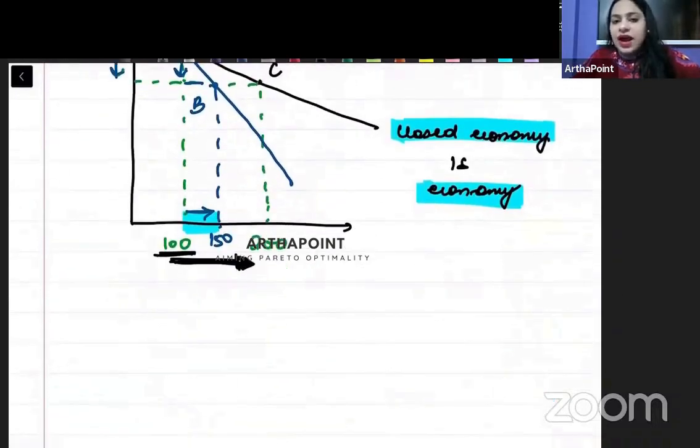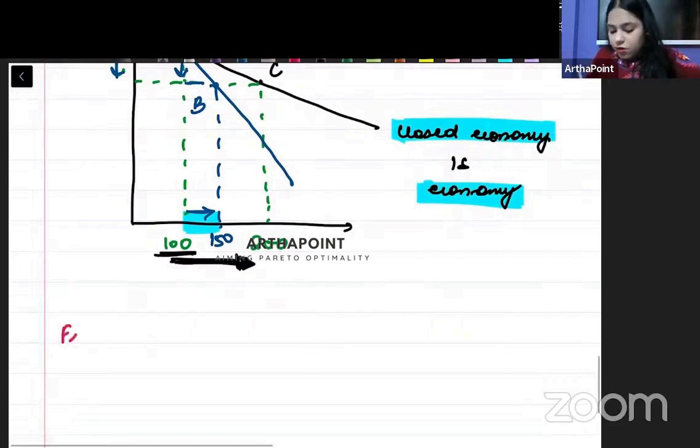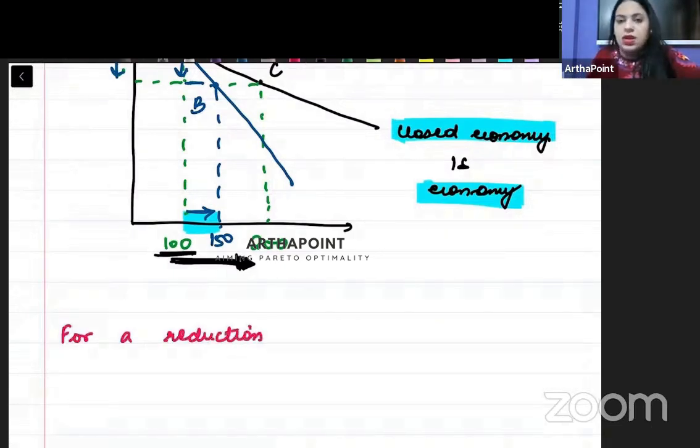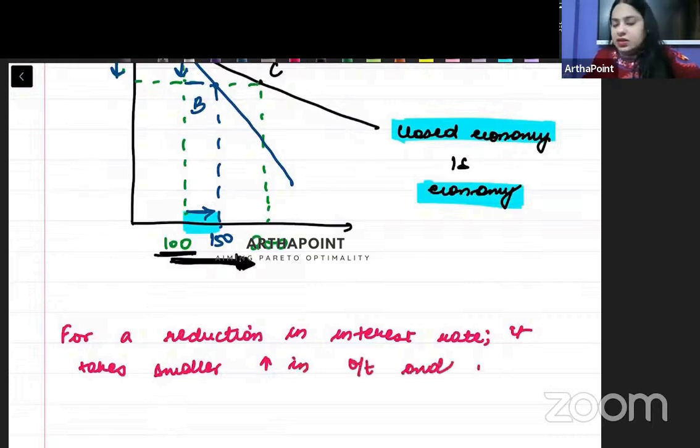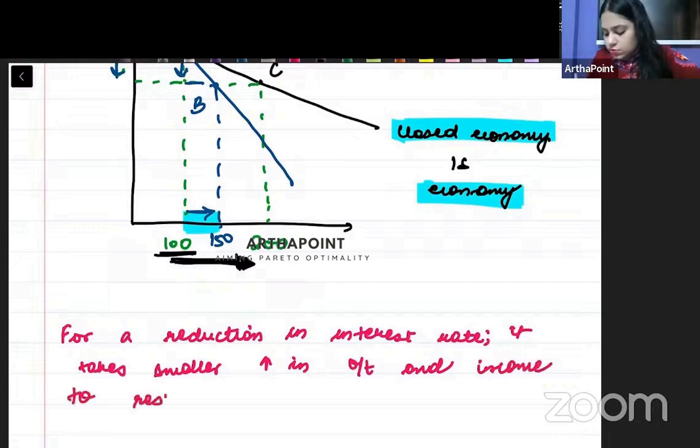And what does a steeper IS curve mean? It means that, please write down, for a reduction in interest rate, it takes smaller increase in output and income to restore goods market equilibrium.